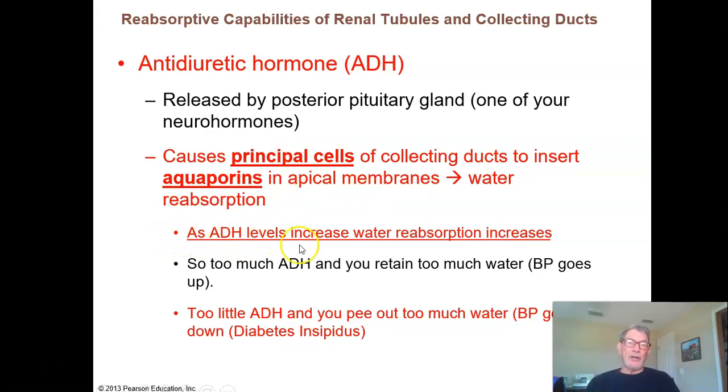As ADH levels increase, you reabsorb more water back into your blood. Too much ADH, and you retain too much water and your blood pressure goes up. Too little ADH, and you pee out pure water, very dilute urine, lots of it. Your blood pressure goes down, diabetes insipidus.